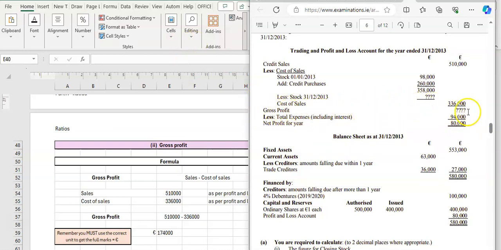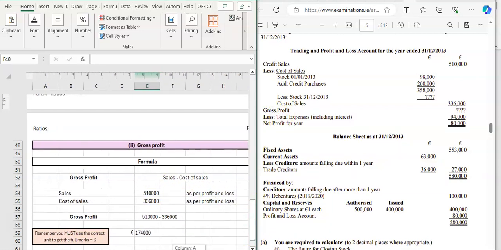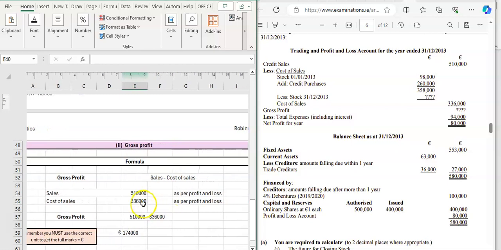We don't have anything for it, but we do have the credit sales and the cost of sales. So remember, the formula for gross profit is sales take away cost of sales. So in this question here, we need to find out the figures that we need. So we need a sales figure. So our credit sales figure is 510,000. So we put in 510,000, and then the cost of sales then is 336,000. So we're going to put in the 336,000.